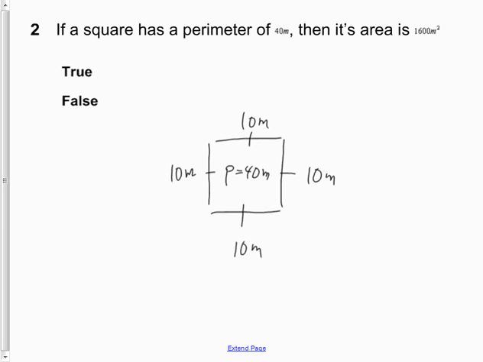And if that was true, then the area would have been 100 meters squared, because we know the formula for the area of a square is side squared. Since the side is 10, we would have an area of 100 square meters. So the answer is false.